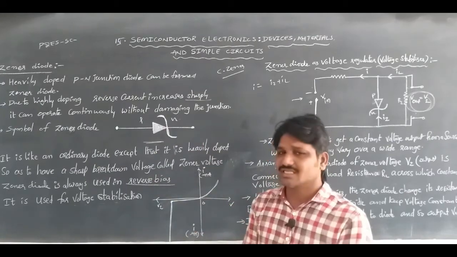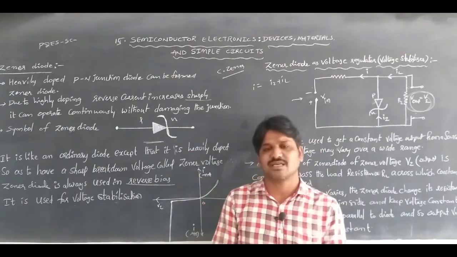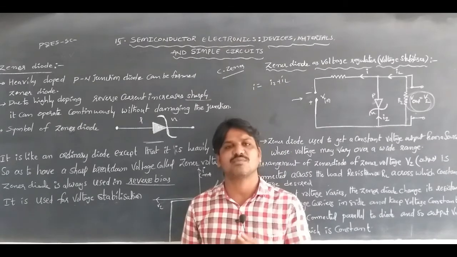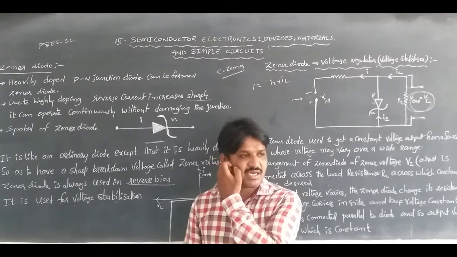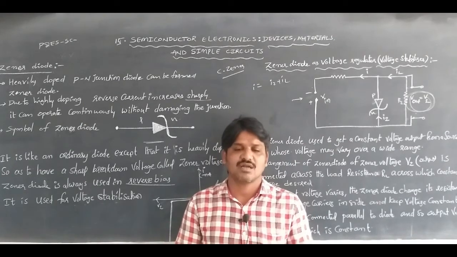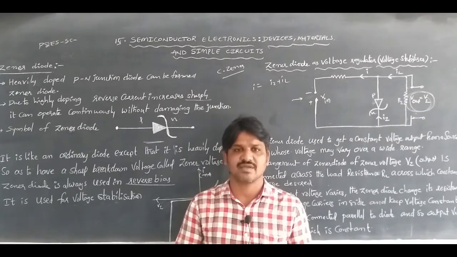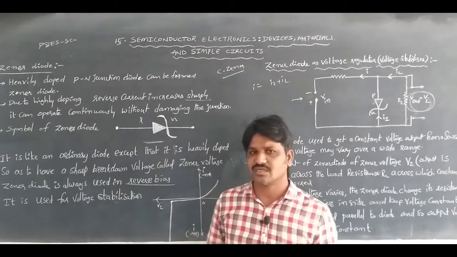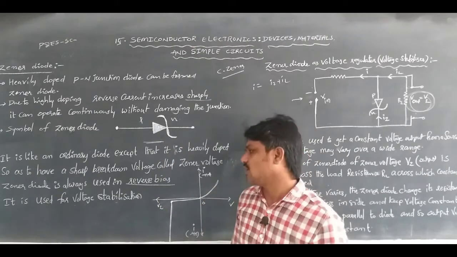Also, the Zener diode must be connected in reverse bias, because only when the diode is connected in reverse bias can we get the sharp breakdown voltage. Otherwise, if it is connected in forward bias, the PN junction allows the flow of current. In the case of reverse bias we cannot get the voltage that way, so it must be connected in reverse bias only, to keep the voltage constant.